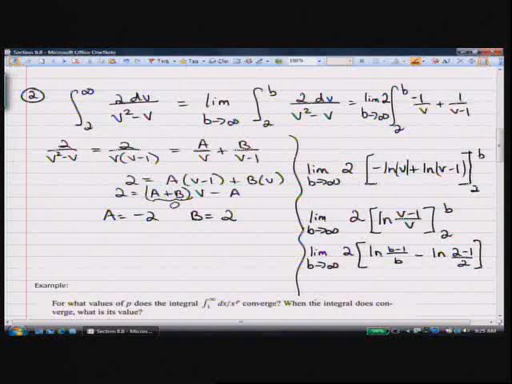Okay, and then as b goes to infinity, where is the ln of b minus 1 over b going to go? Yeah, because it's almost going to 1. It's like infinity over infinity, b over b, which is going to be 1, and the ln of 1 is 0. So this is 2 times 0 minus the ln of 1/2. And so you have negative 2 ln 1/2.